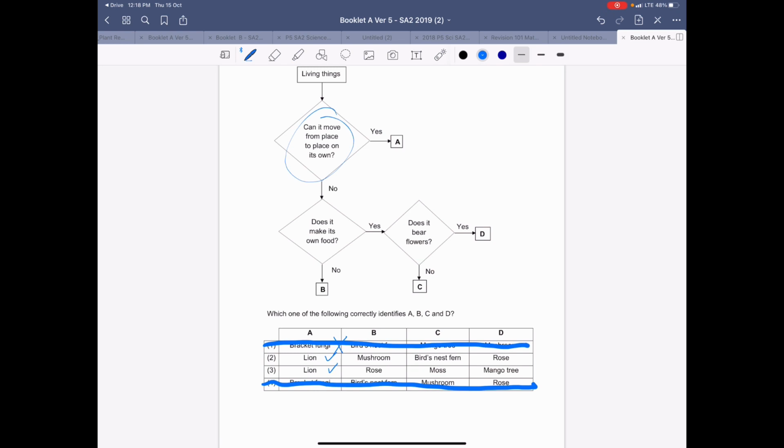Next, look at option 2B. So it tells you that B cannot move on its own, and does it make its own food? No. Does your mushroom make its own food? No. So it's correct. No.